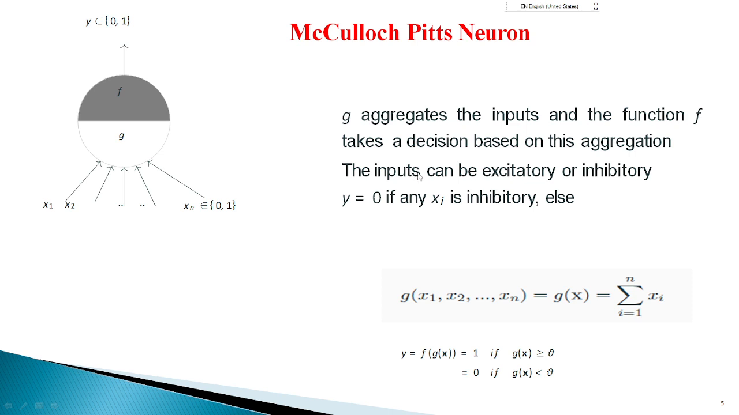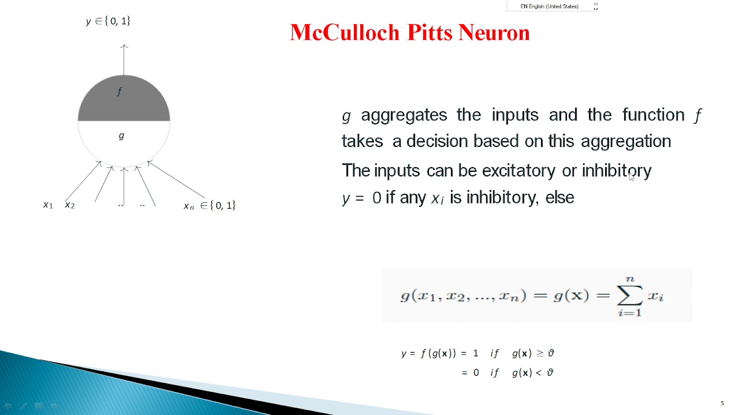What does this g do with the inputs? g aggregates these inputs. What is aggregation? Aggregation is mere summation of the inputs. The inputs can be excitatory or inhibitory. An excitatory input is the one which excites.